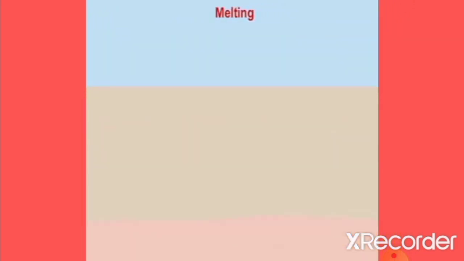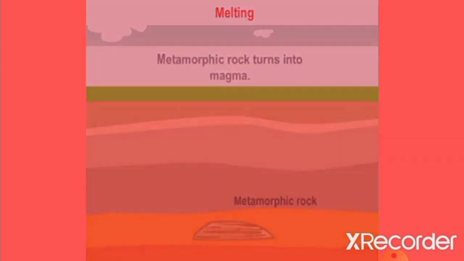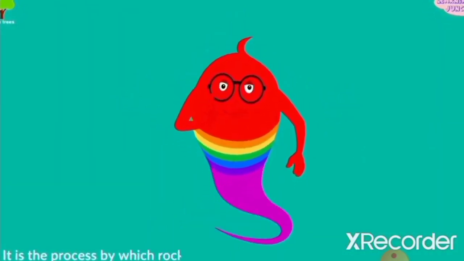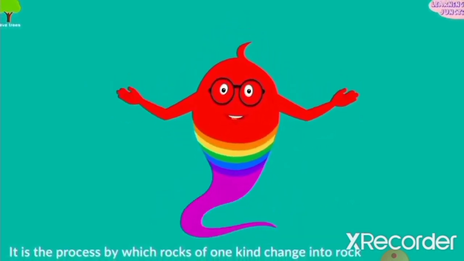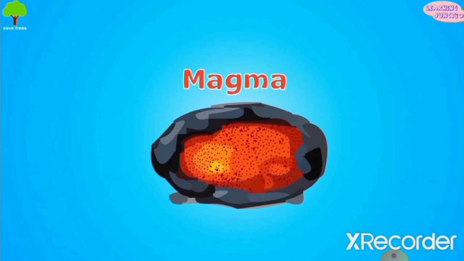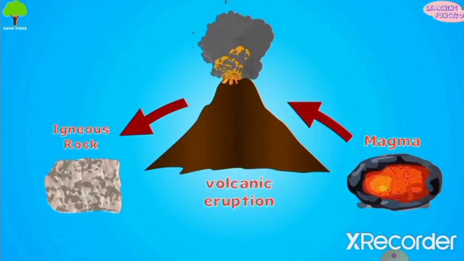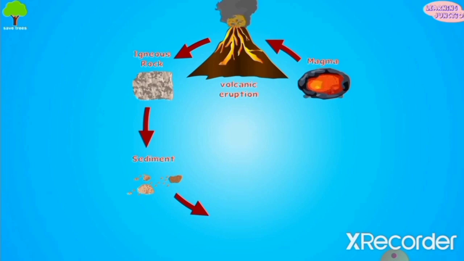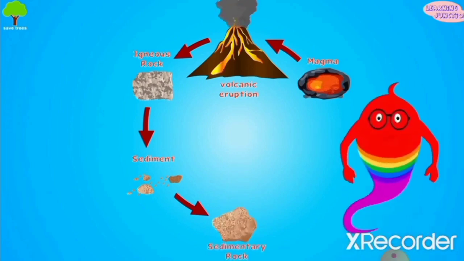So listen for better understanding. Now the rock cycle. It is the process by which rocks of one kind change into rocks of another kind. Magma is sent to the Earth's surface. It cools and forms an igneous rock. Next, this rock breaks into small pieces of sediment. As sediment builds up and hardens over the years, a sedimentary rock is formed.